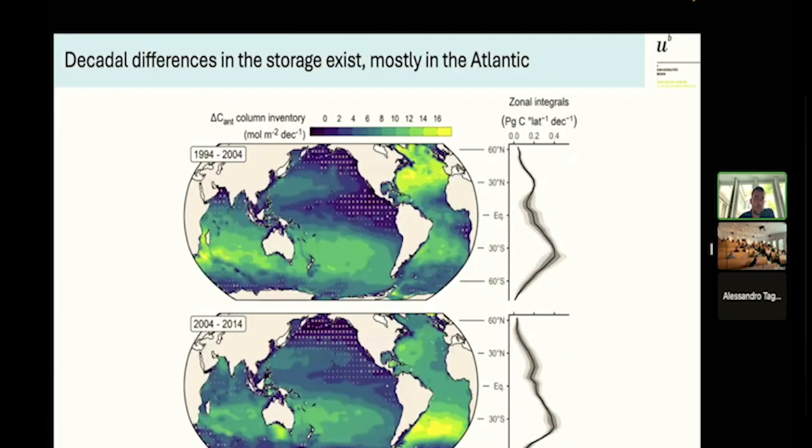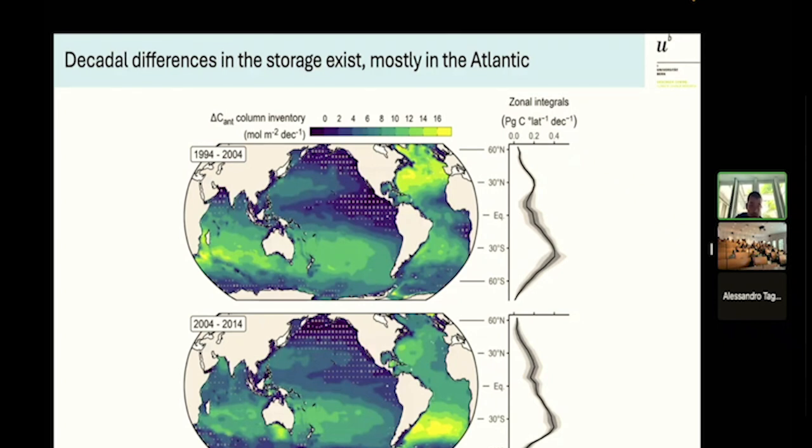And if you look into more recent data, so these are estimates of the carbon storage for 2 decades, from 1994 to 2004, and from 2004 to 2014, we can see again that the Southern Ocean stands out as the region where most of the carbon is stored. But we can also see that from one decade to the other, there's a huge variability. In this decade there was large storage in the North Atlantic and less large storage in the South Atlantic, and the situation has kind of inversed from one decade to the other.